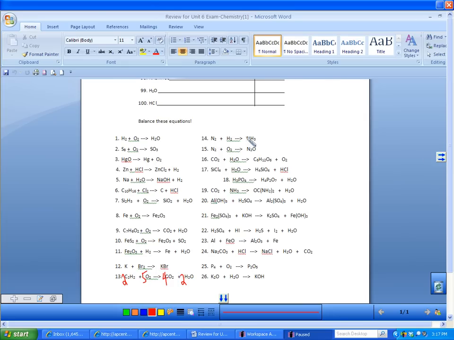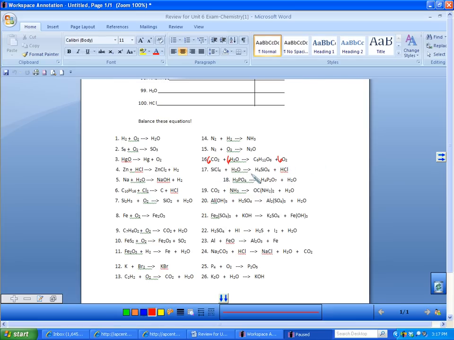2 N's, 2 N's. 6 H's, 6 H's. 2 N's, 2 N's. 2 O's, 1 O. Changes that to 4, so I got to change that. 1 carbon, 6 carbons. 2 hydrogens, 12 hydrogens. That's 12 oxygens, and 6 more oxygens is 18. There's 6 there. If I put a 6 there, that'll be 18.